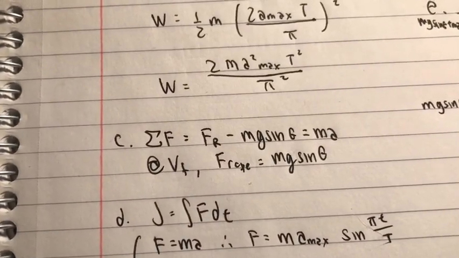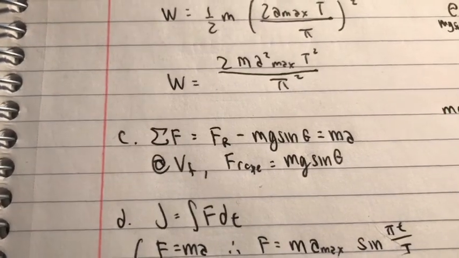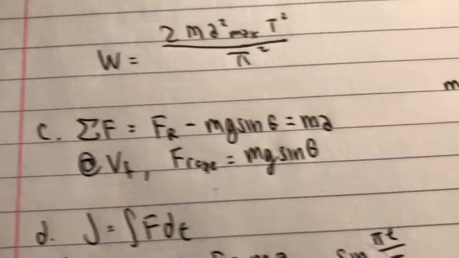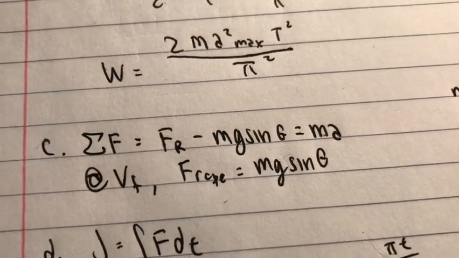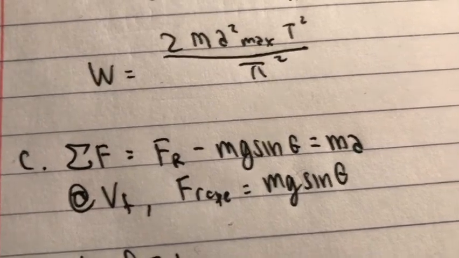For the third question, we're asked to determine the magnitude of the force exerted by the rope on the skier at terminal speed. So we know at terminal speed no longer accelerates, so then the net force will be equal to 0, and this is our net force equation, so then we know that the force from the rope is equal to mg sine theta, which is the component of gravity in that direction.